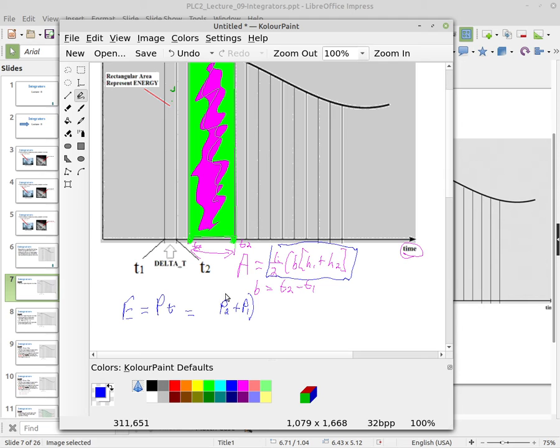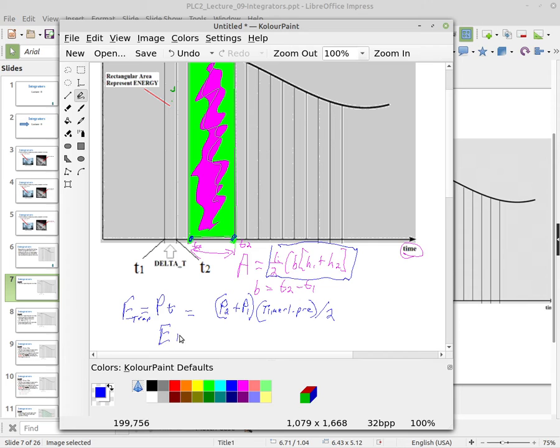Those are our two heights of the trapezoid times the distance in time. And if we use a preset timer, it would be like our timer preset, divide that by 2. All right, and this would be the energy for one of these trapezoids. So this is the energy for one trapezoid. And then what we have to do is we have to add that over time.